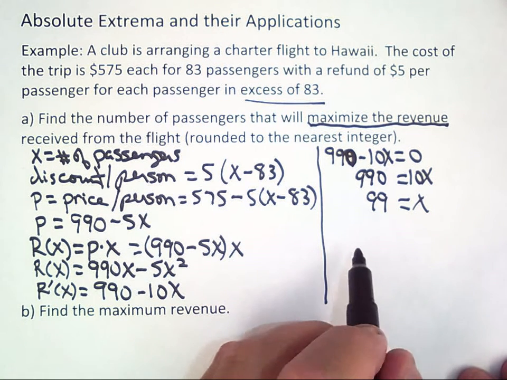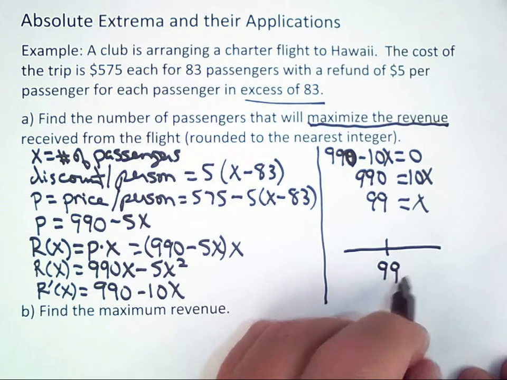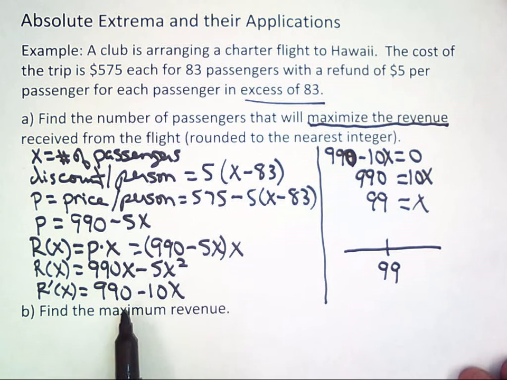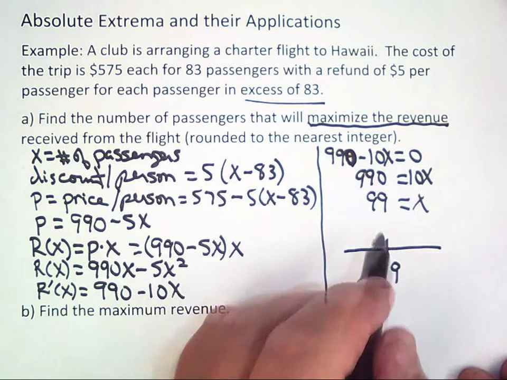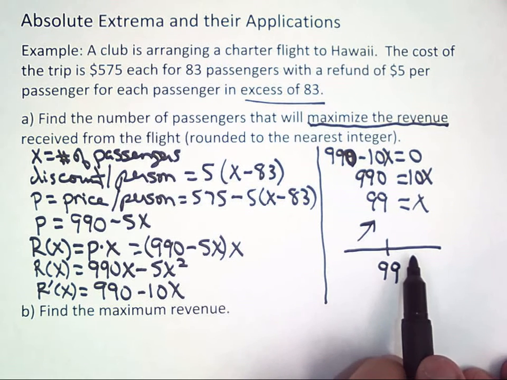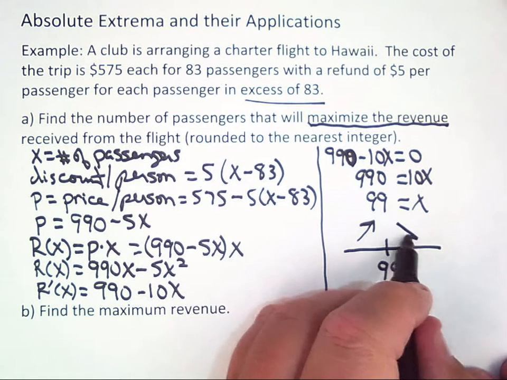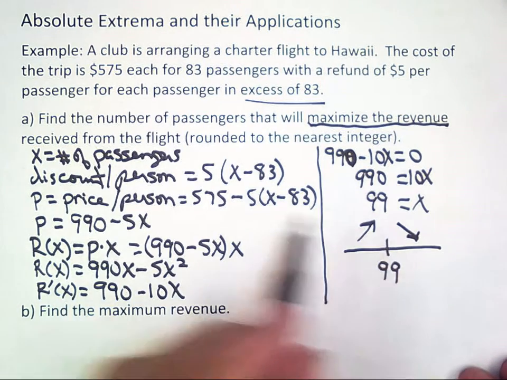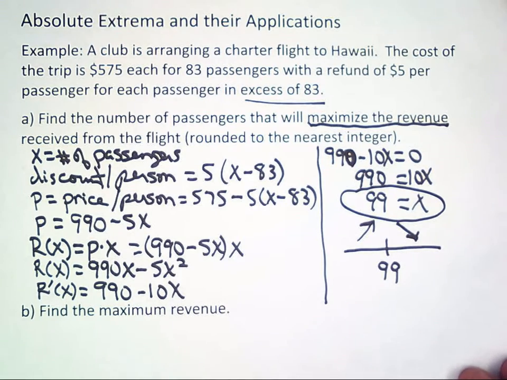Now if you want to be absolutely certain that that's a maximum, all you have to do is take a number on each side of 99 and do the first derivative test. So if you take a number smaller than 99 and put it into the derivative, say for instance 0, you get 990 minus 0. That's definitely positive. If you take a number bigger than 99, say 100, 10 times 100 is 1,000. 990 minus 1,000 is negative 10. It's definitely decreasing. That is a maximum. So find the number of passengers to maximize revenue, 99.